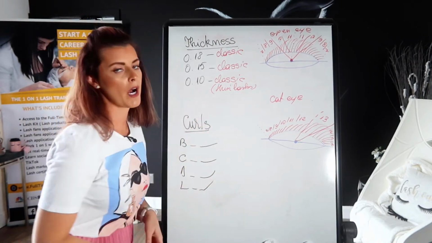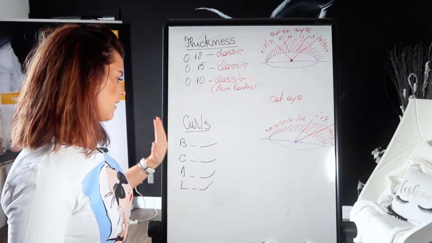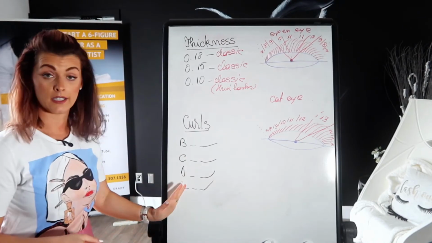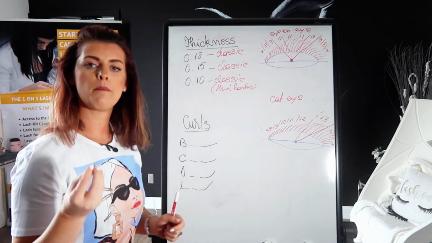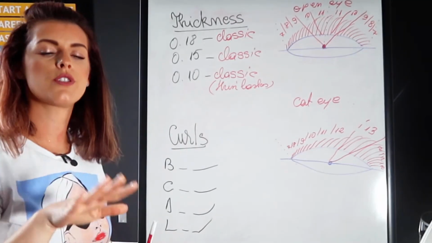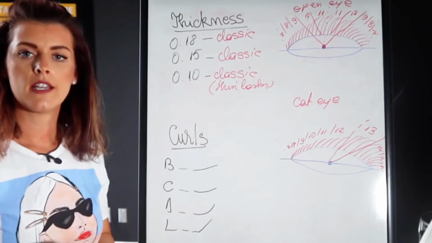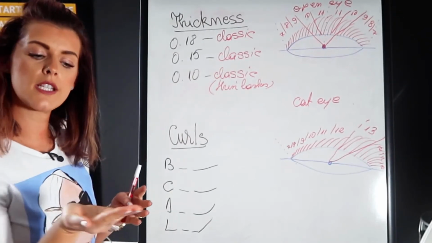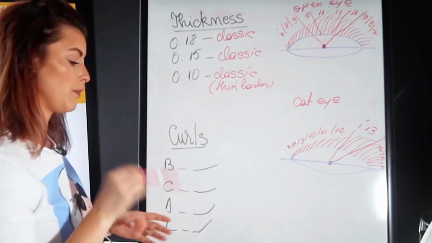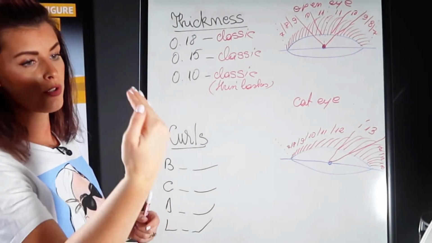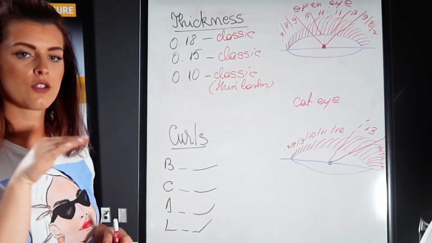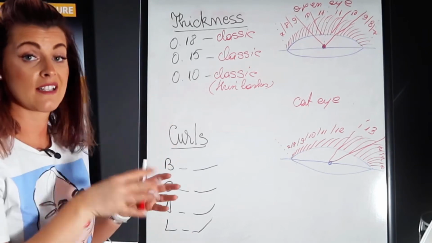Now, let's talk about curls. You will see something like B, C, D, and L, right? Now, B is the most natural and the most straight curl that you can see. Going to the C is still natural but just a little bit more curl than B. D, you will see the most curl, and then L is super straight and then curls up, exactly like an L.